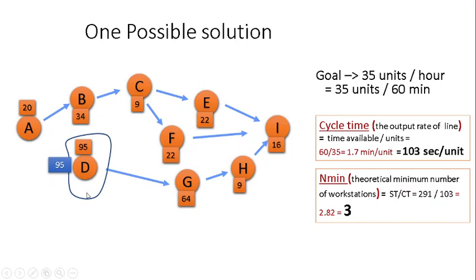Next, one way to approach that is to try to find, let's say, the next task that has the highest duration, excluding that one, because we have allocated that. So the next one is 64. So we would like to group 64 with some other tasks.